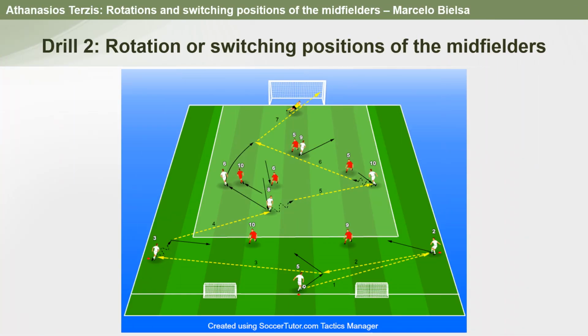This is drill number 2. There is a white area in which the 3 midfielders and the forward of the white team play against 4 opponents. Outside of the white area there are 3 white defenders and 2 red forwards.